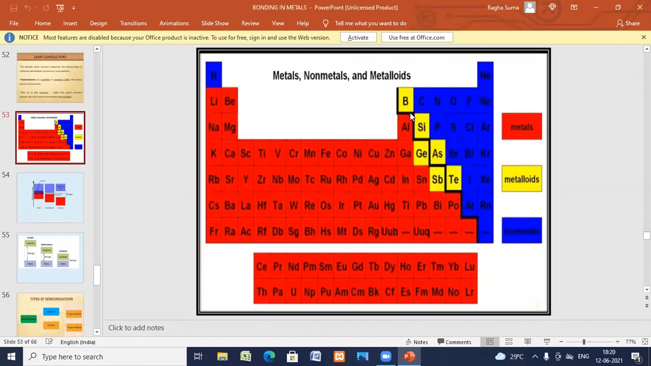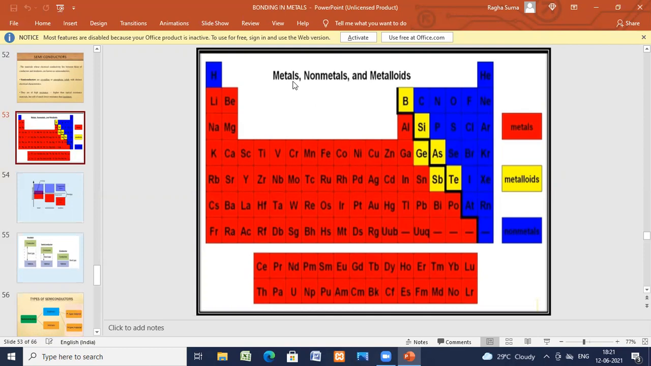here the red color ones are the metals, the blue color ones are the non-metals, and the yellow ones are the metalloids. These metalloids are called the semiconductors.